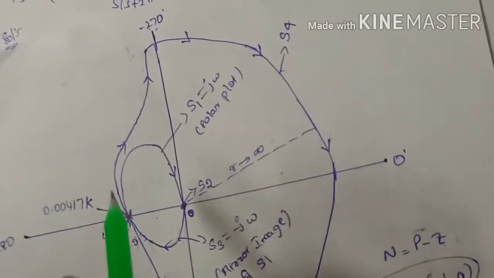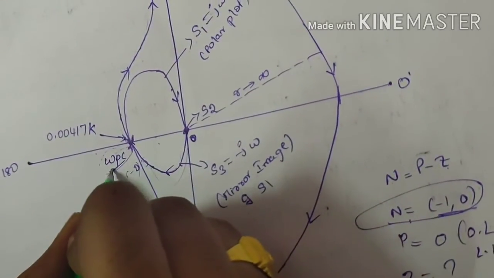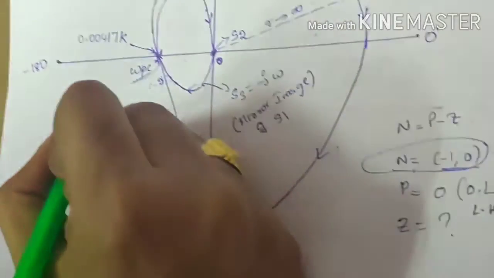Now still we are unable to find out whether minus 1 comma 0 lies inside the circle or outside the circle. But we have already found the omega PC value. What is omega PC? 4.47.